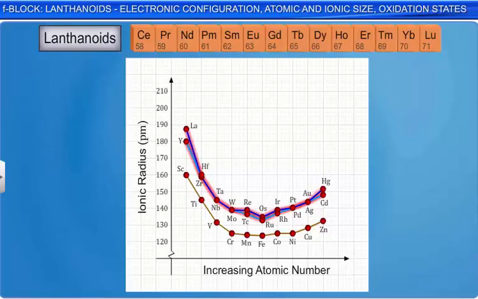Thus, pairs of elements such as zirconium and hafnium, niobium and tantalum, and molybdenum and tungsten are almost identical in size. The close similarity of properties in such a pair makes chemical separation very difficult.